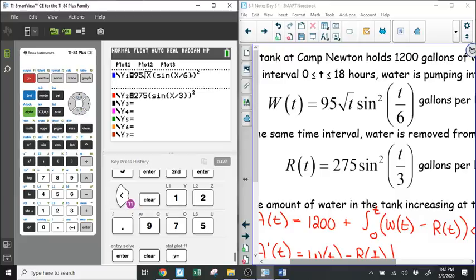And like I said, we're going to use those several times, which is why I went ahead and just took the time to type them into y1 and y2. And remember some shortcuts.